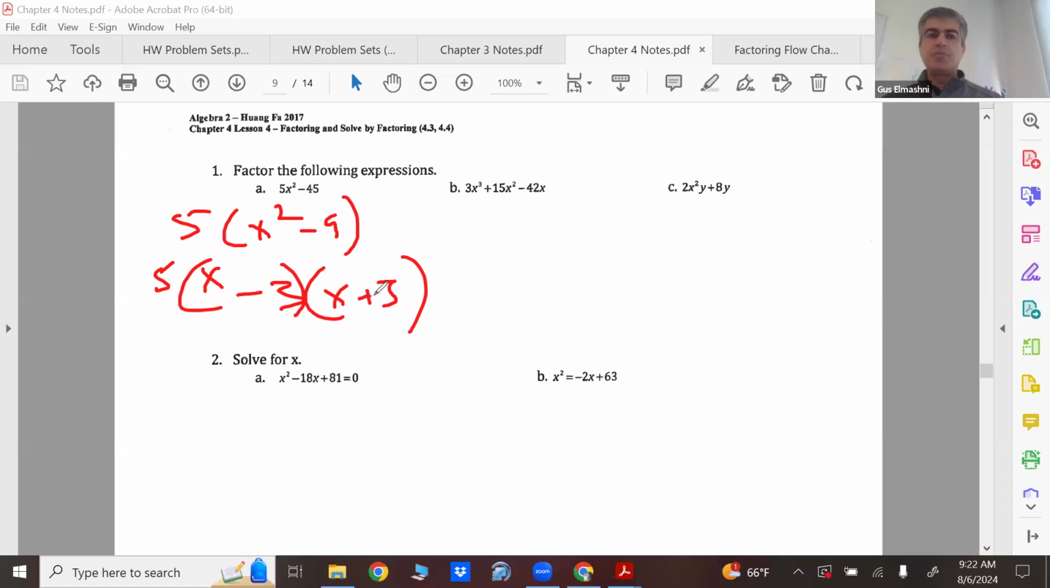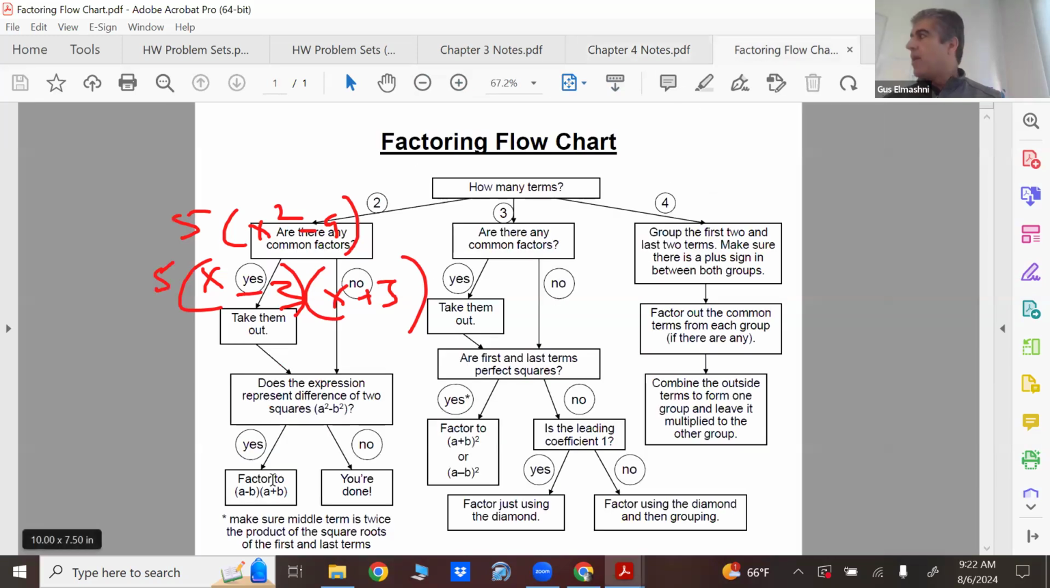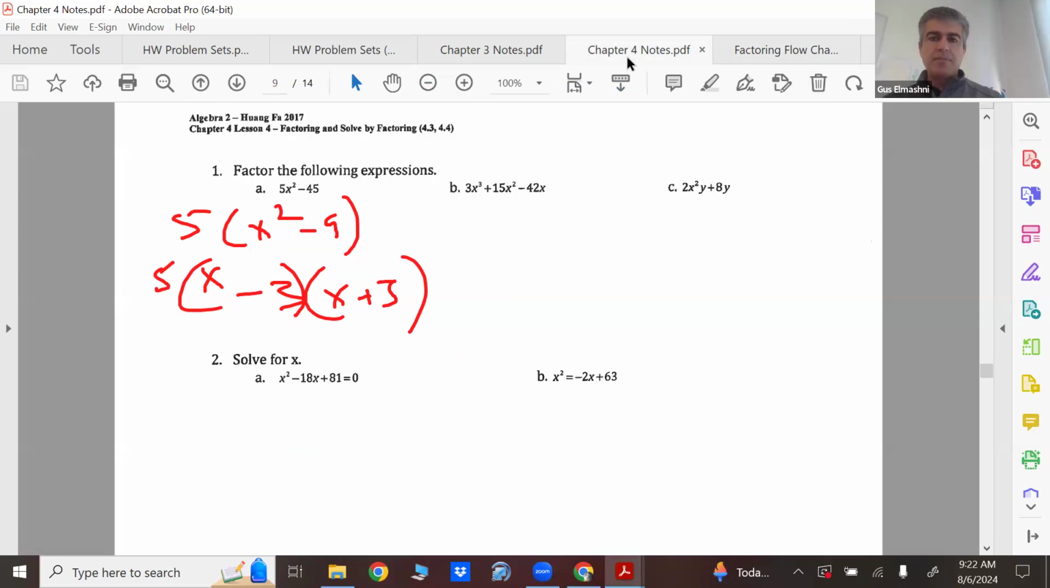Now it's factored. And look in the flowchart, that's exactly what we did, right? We did a minus b times a plus b, right? And we're done. So that's factorable, and that's what we got.